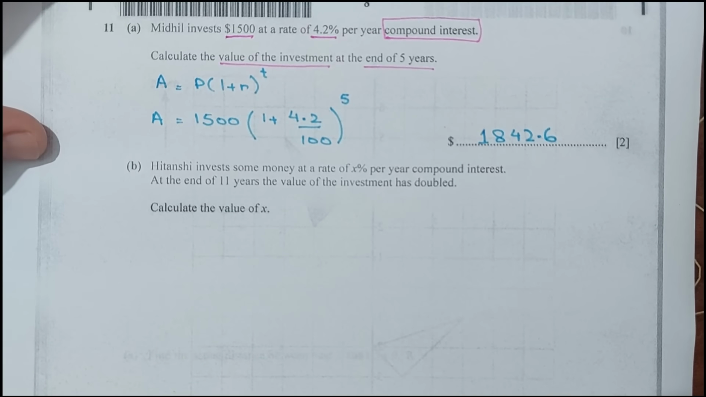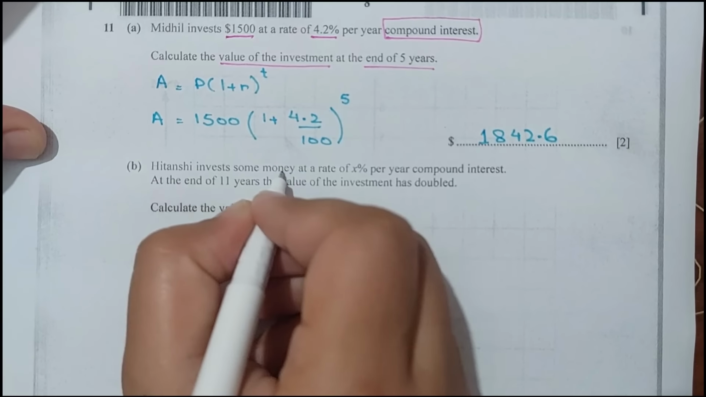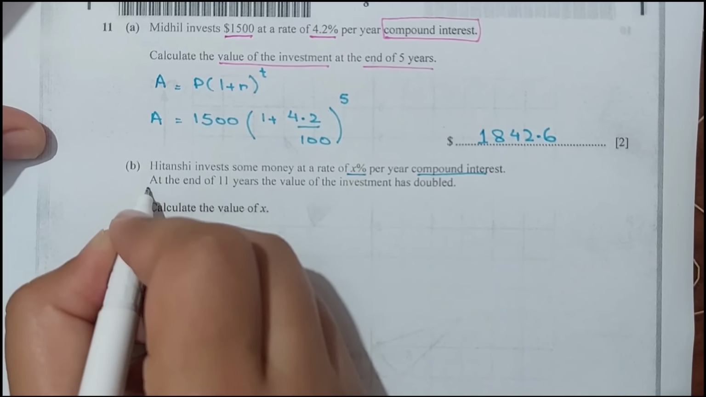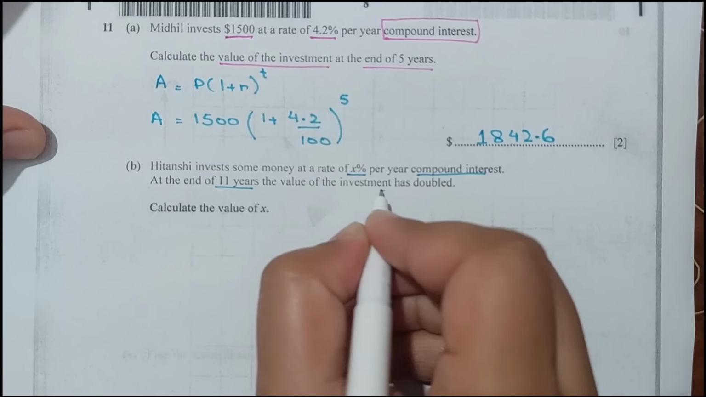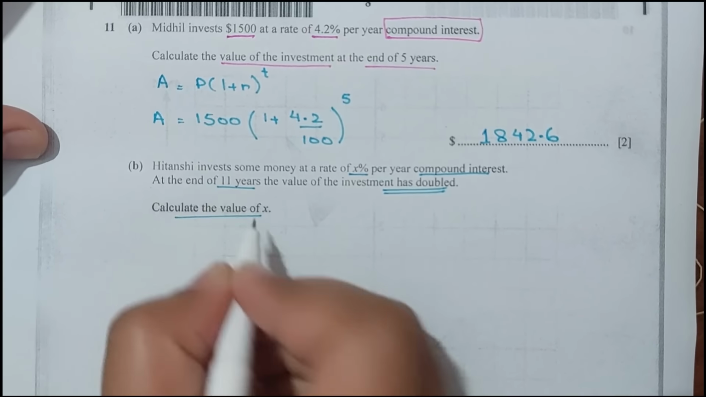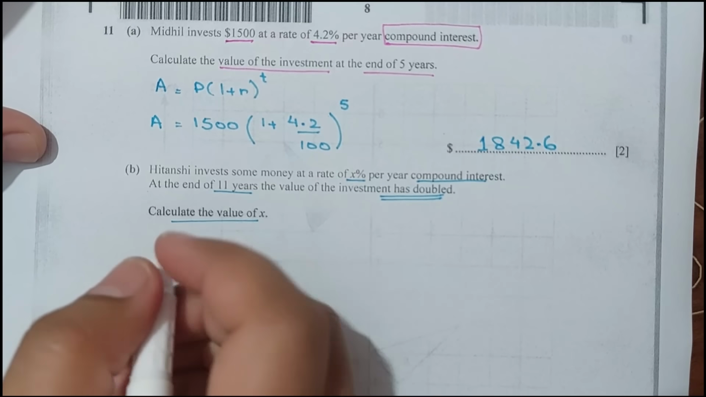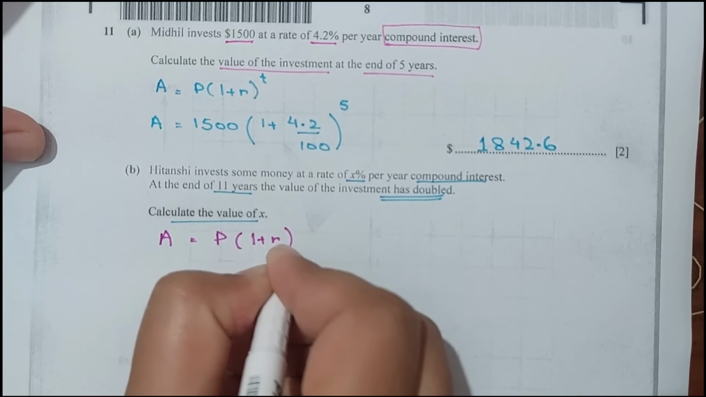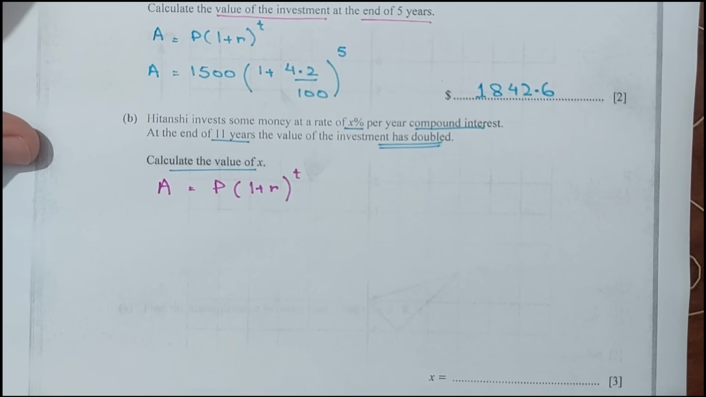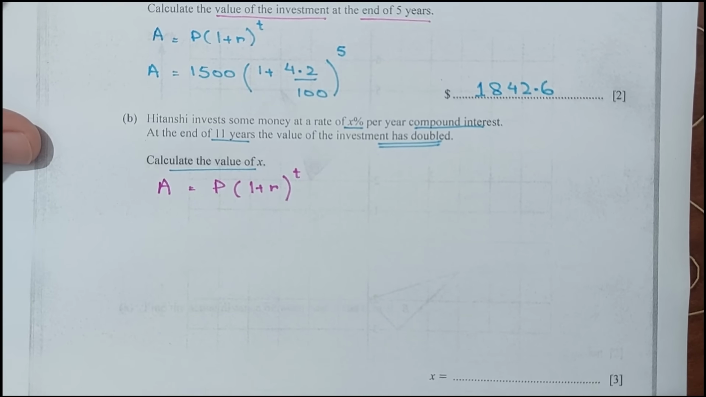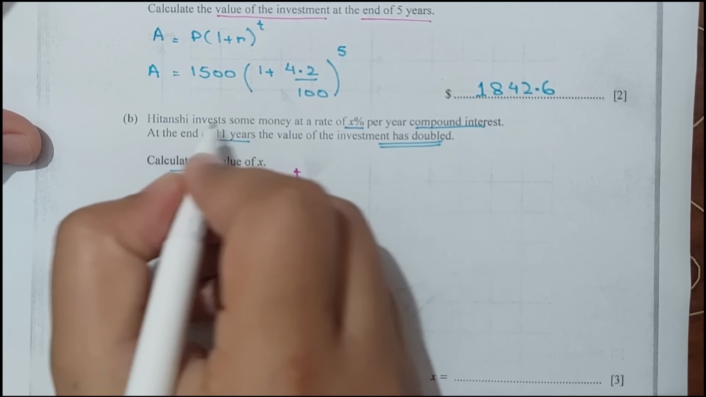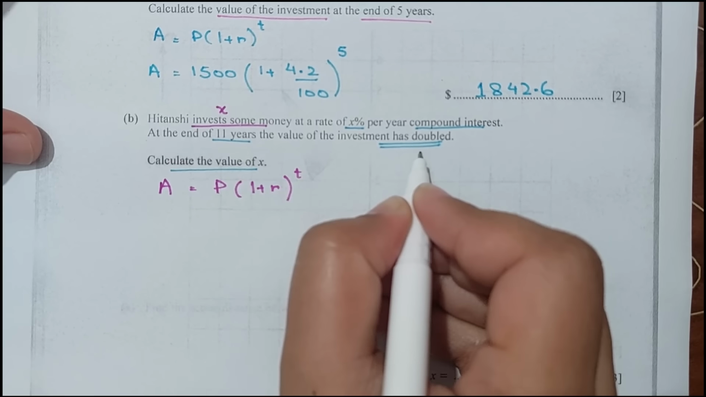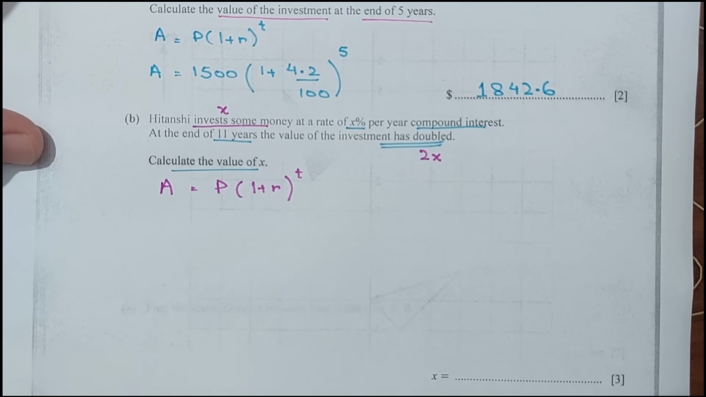Now for part B, Hidansha invests some money at the rate of X% per year compound interest. At the end of 11 years, the value of the investment has doubled. Find the value of X. Again, a compound interest question. A equals P into 1 plus R to the power T. So he invests some amount of money. Let's say he invests X. Investment is X, and the value of investment is double, 2 times X, right?